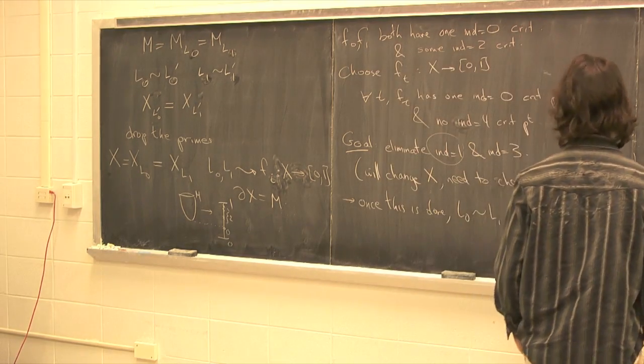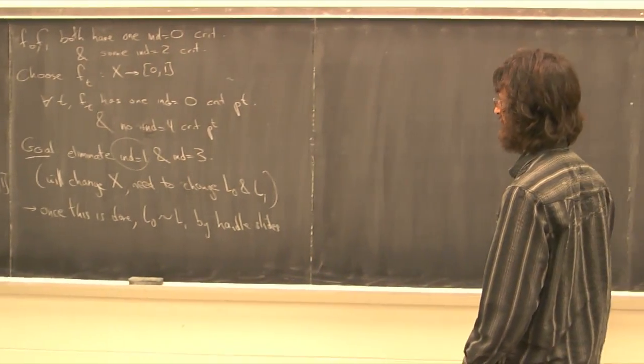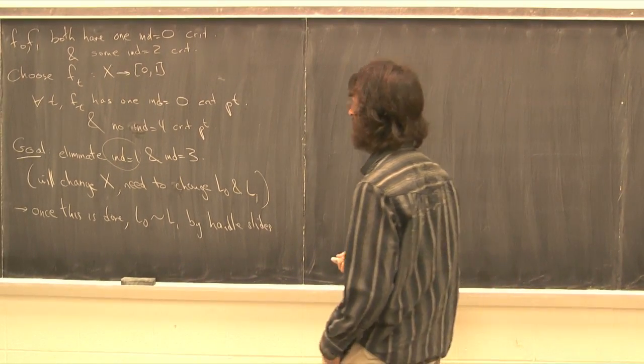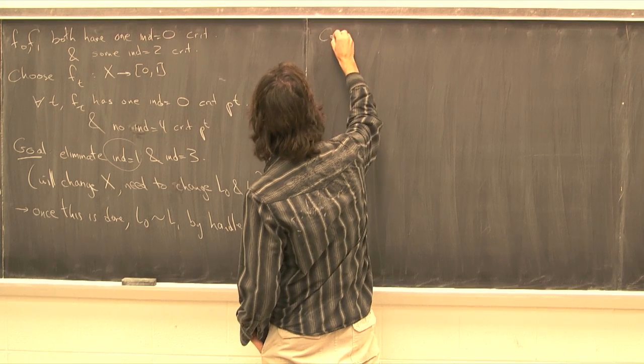So let me focus on how to eliminate index 1 critical points by changing X. So you consider the Cerf graphic.